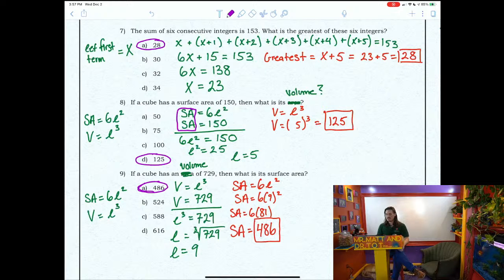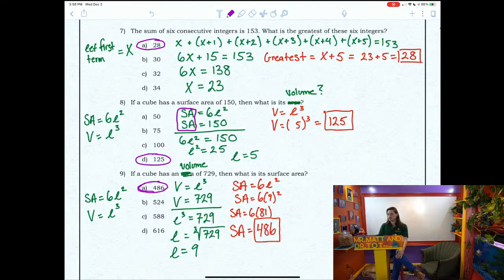And for number 9, they say if a cube has a volume of 729, what is its surface area? So here it's just using the opposite pathway, but the same type of problem, the same formulas, but just working backwards in the alternate direction. So I know that volume of every single cube is equal to side length cubed.